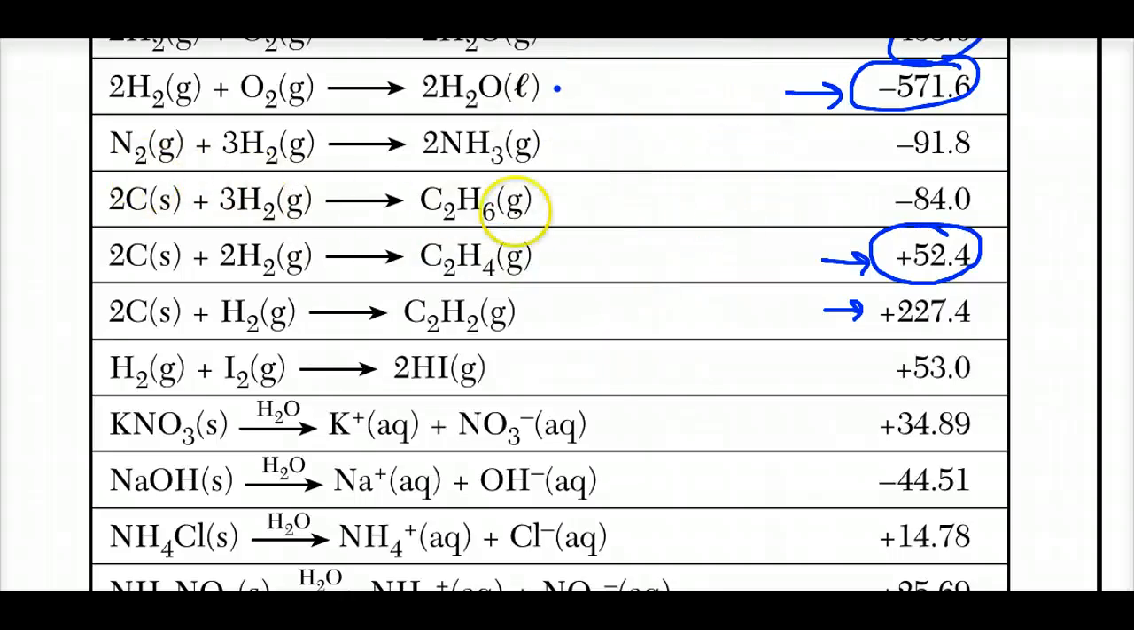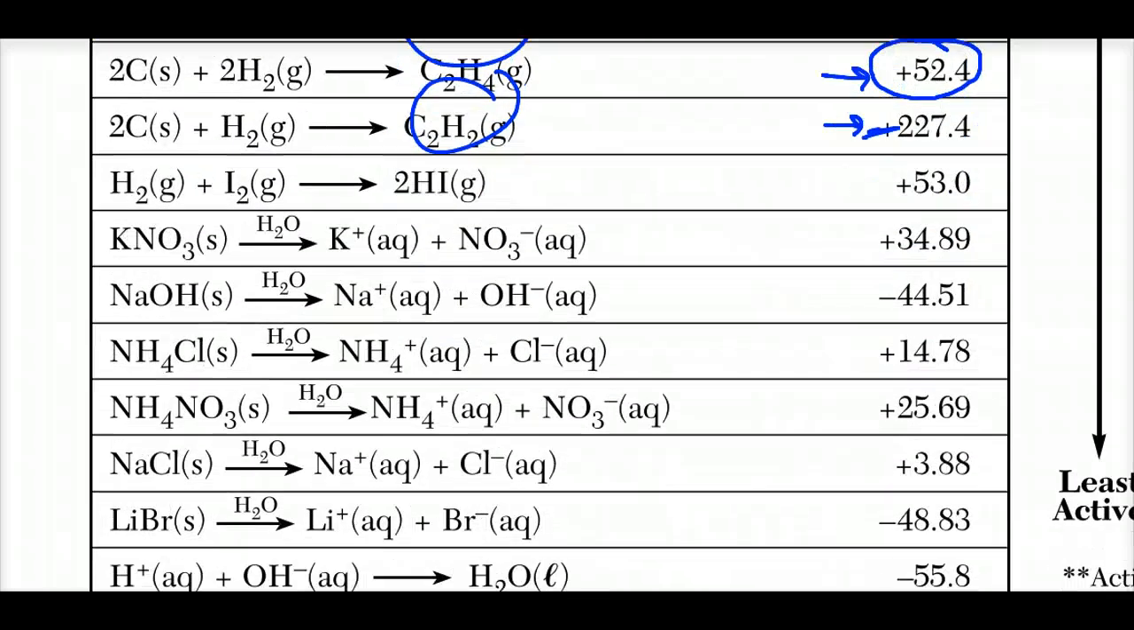If this is a formation reaction and this is negative 84 in the forming of C2H6 ethane, they could ask for the decomposition. And you should know from potential energy curves, the forward is exothermic, the reverse is positive 84. So they could ask for the delta H of the reverse reaction or the decomposition of these things, and you have to reverse the signs if they ask that.